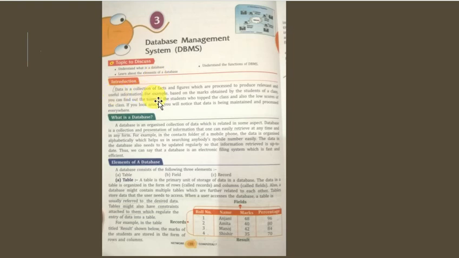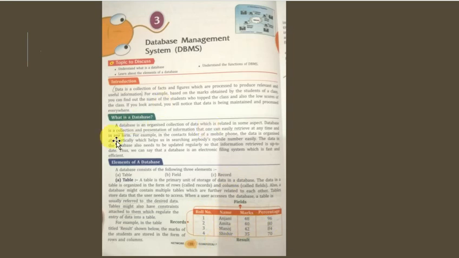Okay, so data is a collection of facts and figures. So what is data? Any fact and figure that contains some useful information is called data. Okay, so for example, based on the marks obtained by the students of a class, you can find out the names of the students who top the class. Like for instance, here some marks are given. Okay, if you want to see the student who has topped the class, you can view it from here. So this is the data.